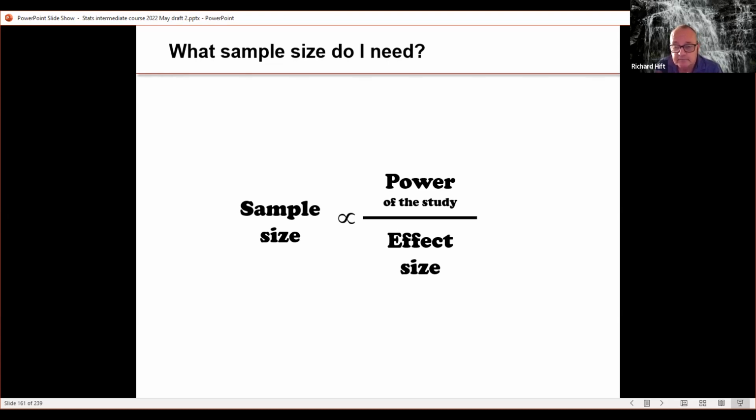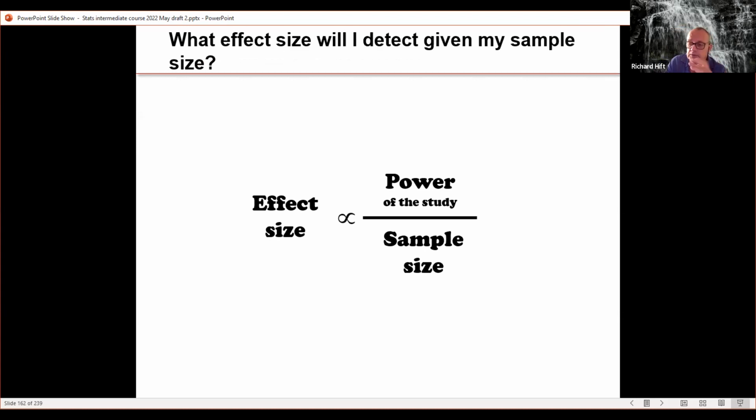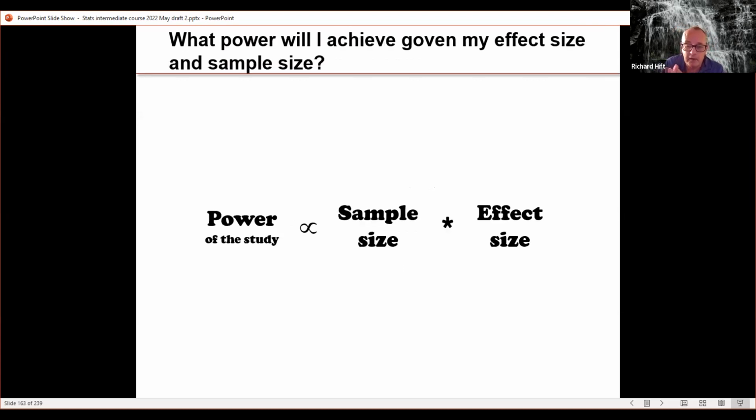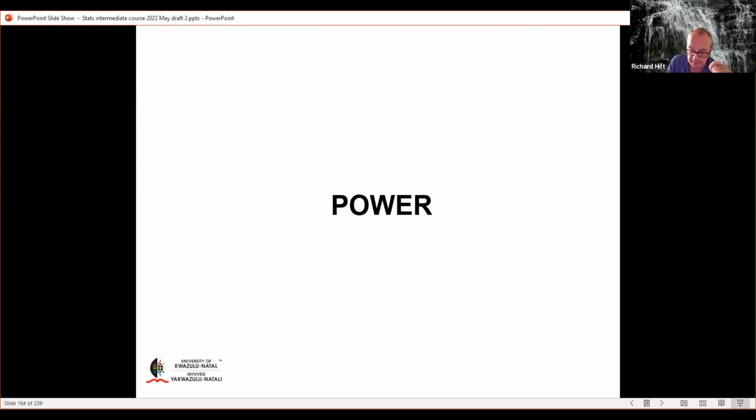It's going to be more or less the power of the study divided by the effect size. So therefore, again, effect size becomes a critical component. Similarly, effect size is proportional to power of the study over sample size. And power of the study is proportional to sample size times effect size. So given any 2 of those, we can predict what the third will be.